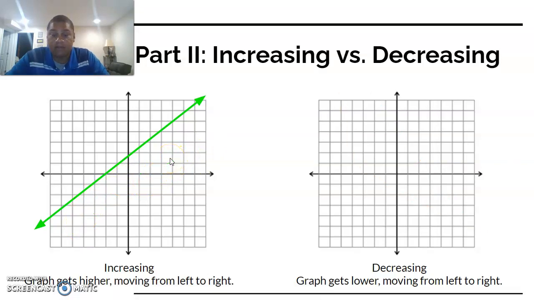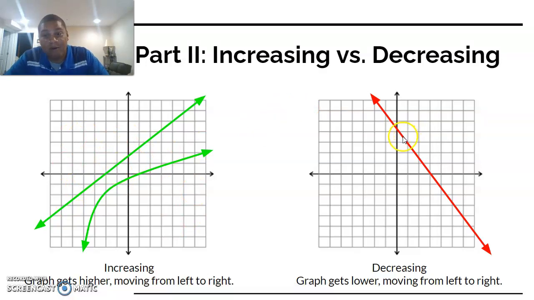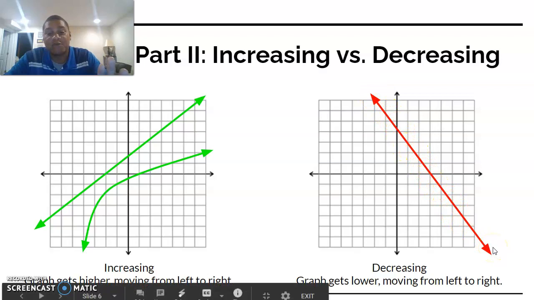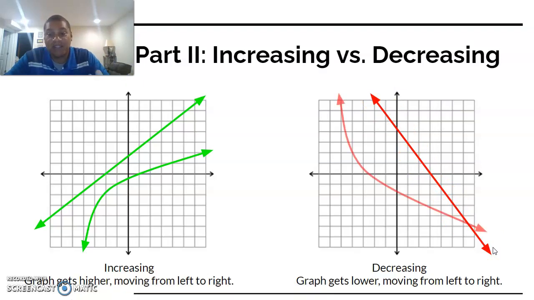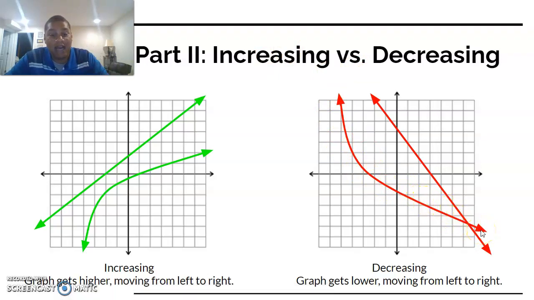Oops, sorry. There we go. I messed something up. But these over here, the green, those are both increasing. This red one that won't go away, it is decreasing and linear. It starts up high, falls down as you move from left to right, down, down, down. This one is decreasing, as is this one. Starts high, goes lower, lower, lower. This one is decreasing, nonlinear.